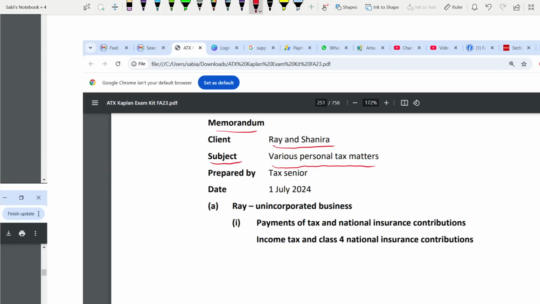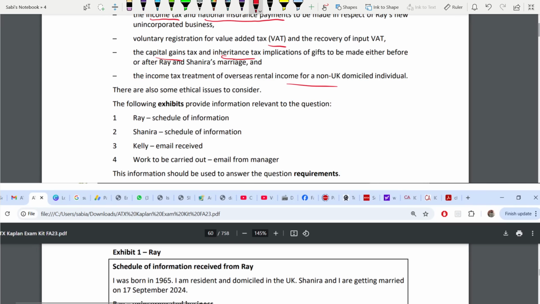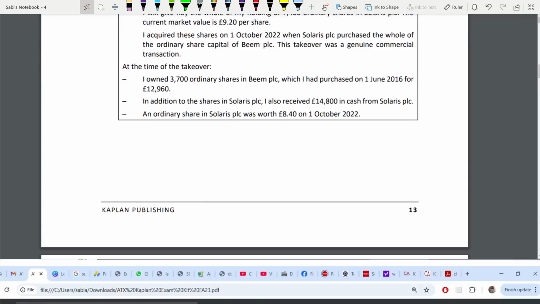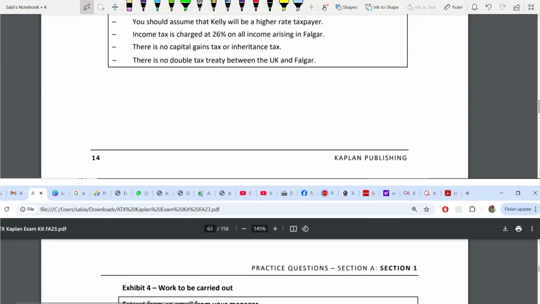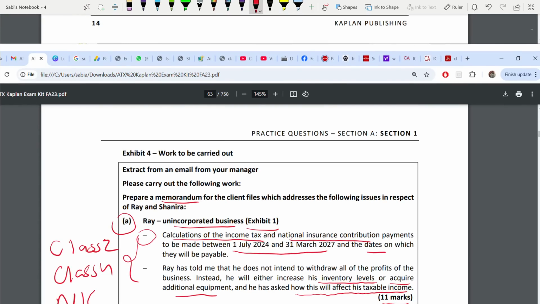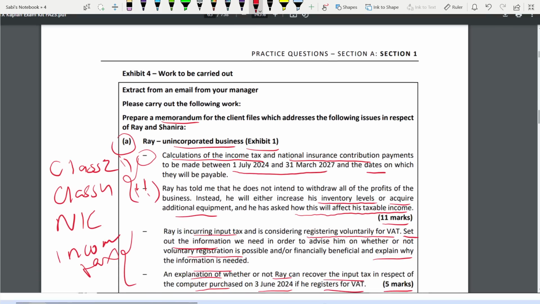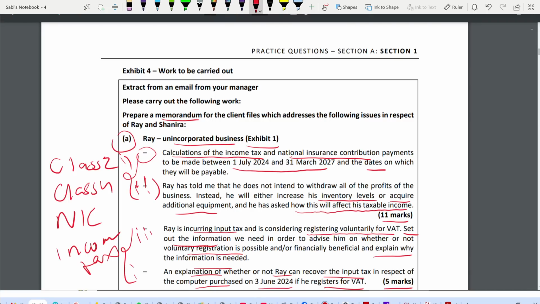Even in your exam you can use it. Prepared by whom? You can always write tax senior or advisor. That's you, and the date is given on your exam date. The first line itself they will give you that today is this date. Now you need to start with part A, first part of A. They have not given A1, but when you go to exhibit 4, okay, the first one you will take as 1, this one as second part of A, this one as third, and this one as fourth.